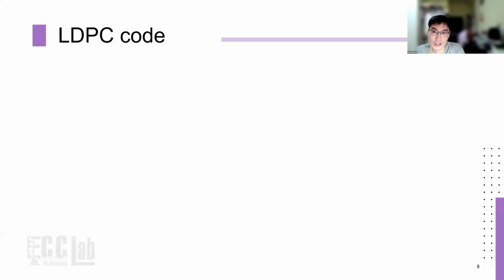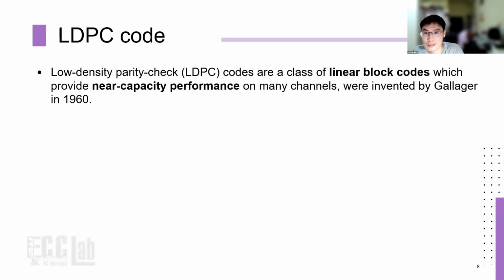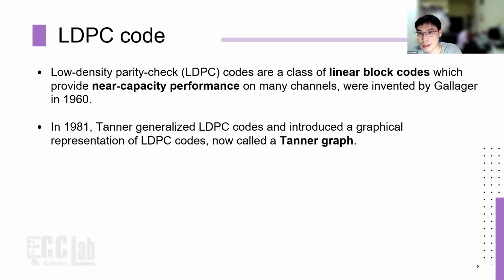Now I will introduce low density parity check codes, or LDPC codes. They were proposed by Gallager, and are a class of linear block codes that can provide near capacity performance on many channels. A graphical representation was proposed by Tanner, now called the Tanner graph, which is useful for decoding algorithms, as we will see later. And with the work of MacKay and Neal, research on LDPC codes revived in the mid-1990s.